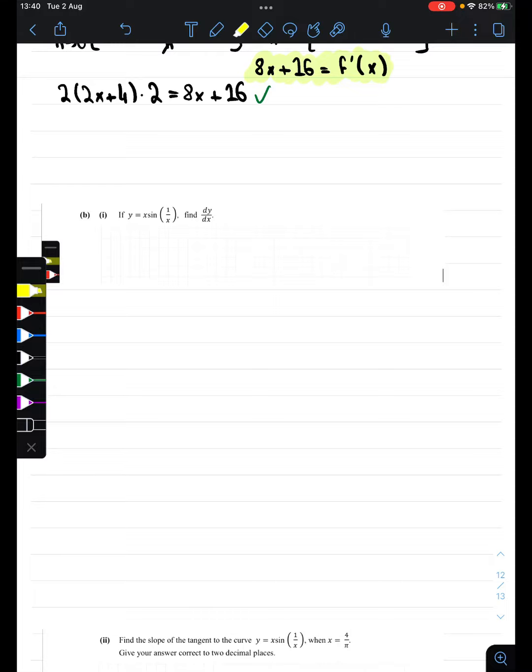Now on to part B. If y equals x sin(1/x), find dy/dx. So we just want to find the derivative of x sin(1/x). So y equals x sin(1/x), and find dy/dx.